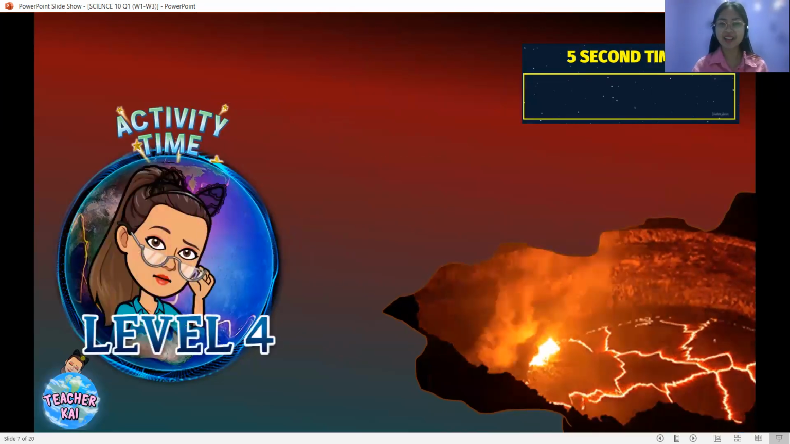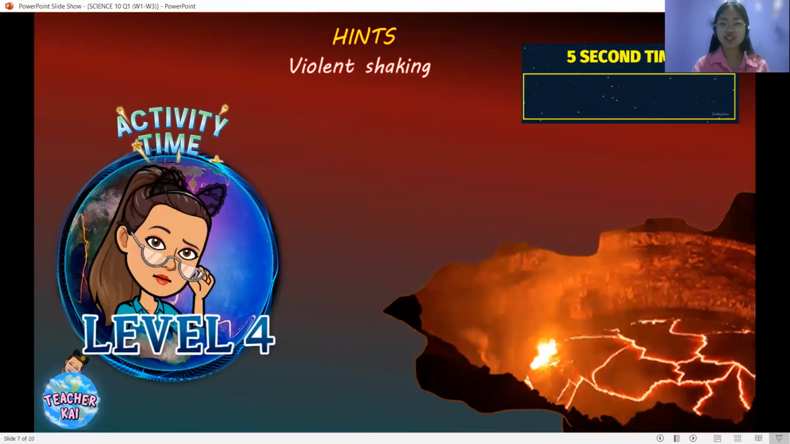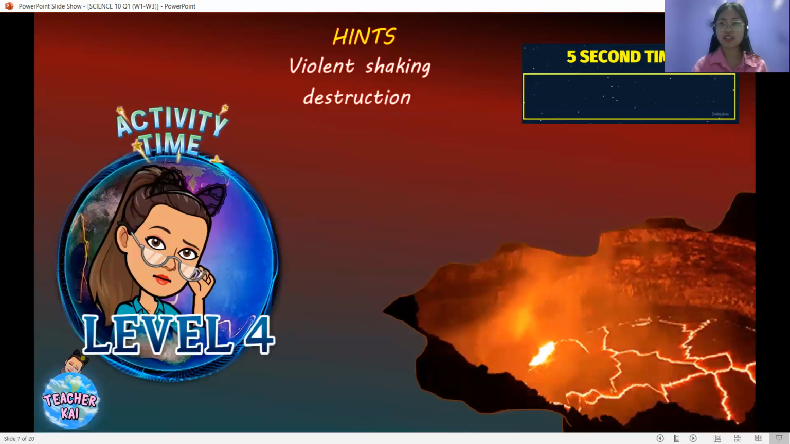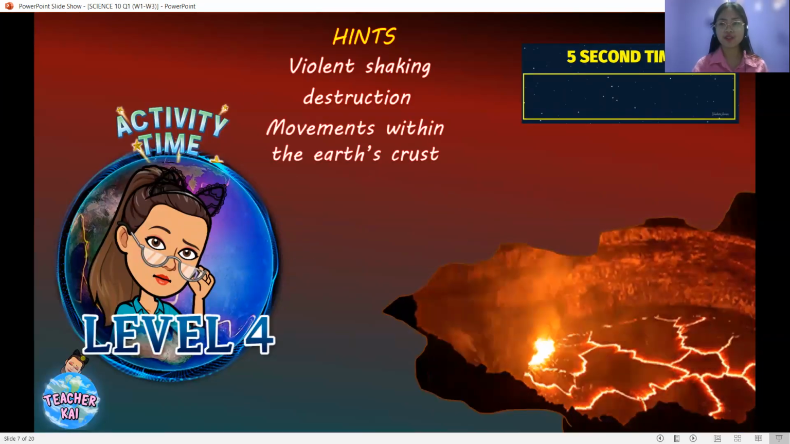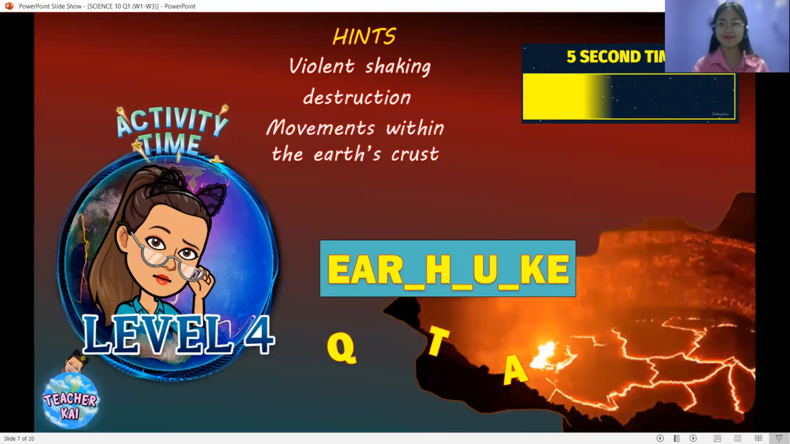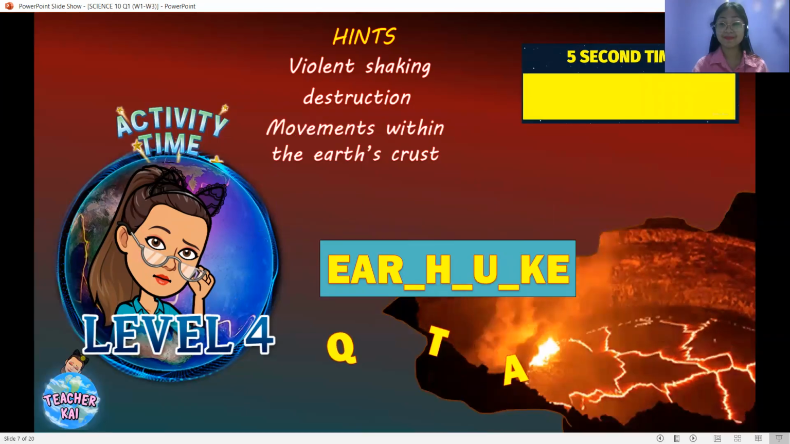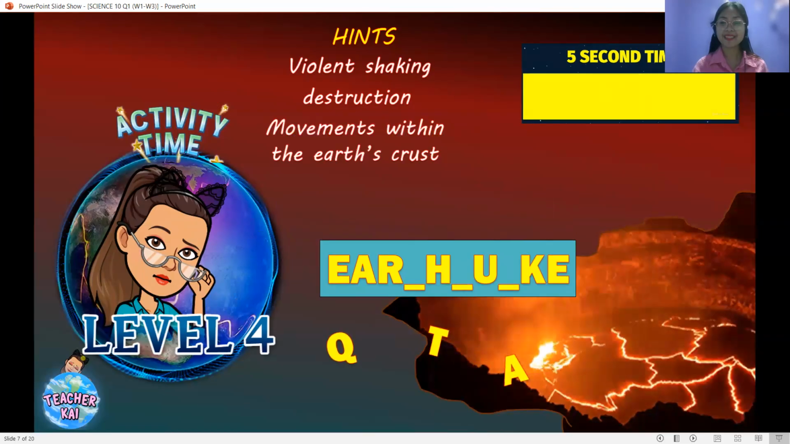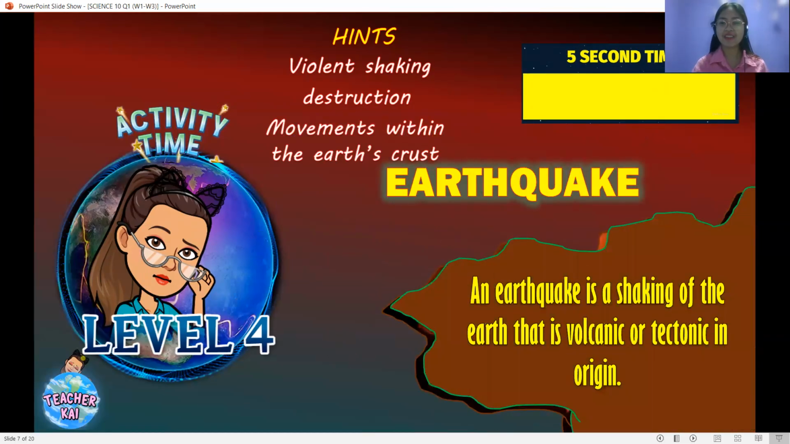Next level, level 4. These are the hints. Violent shaking, destruction, movements within the Earth's crust. What is a mystery word? Time's up. Very good. Earthquake. An earthquake is a shaking of the earth that is volcanic or tectonic in origin.